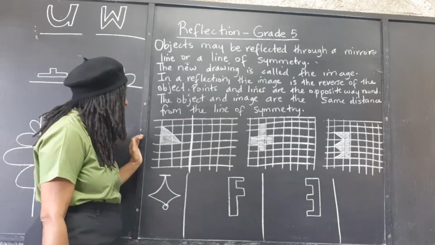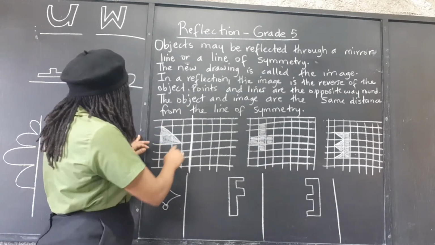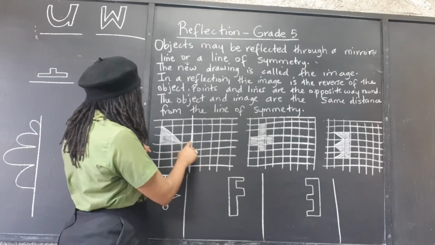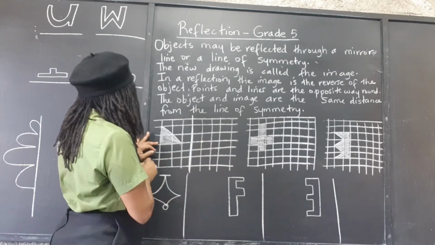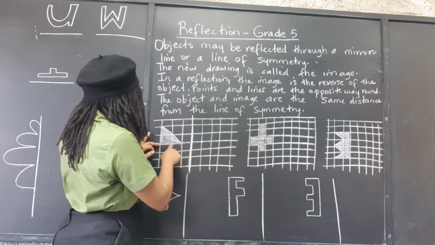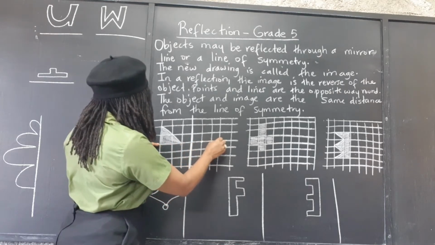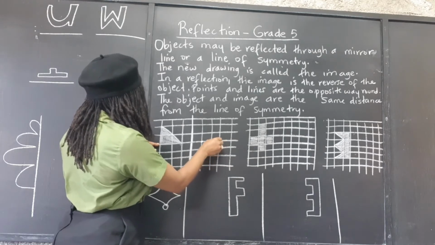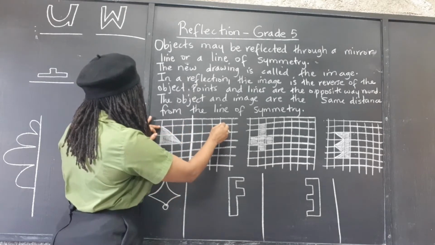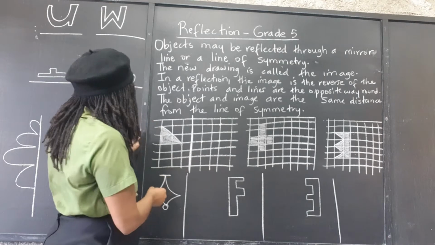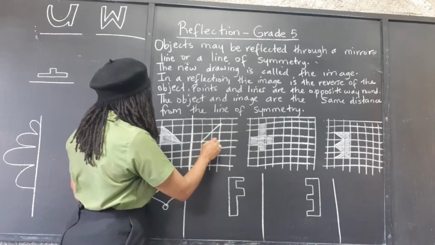Now we look at the 3 key points of the triangle because that's what we're going to use to draw our image. This is one box from the mirror line, so in the image it must be one box away. Right? This point is 1, 2, 3 boxes from the mirror line, so it should be 1, 2, 3 boxes. This is 2 boxes up and also 3 boxes away, so we get the same distance, and then we're going to just connect the dots and shape.